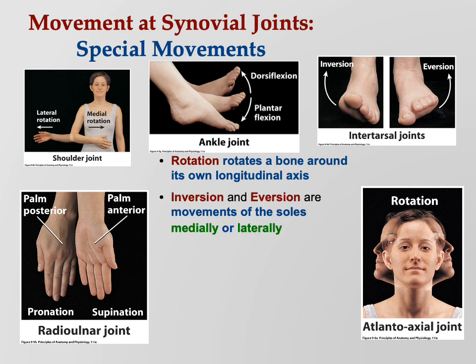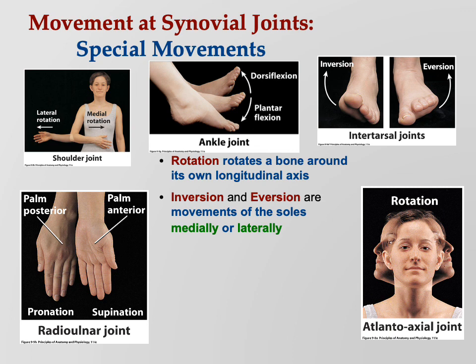Inversion and eversion are movements of the soles medially or laterally. So when you turn your sole inward, that's inversion. When you turn your sole outward, that's eversion. That's the classic way that people sprain their ankles. Which is the more common way to sprain your ankle? Inversion or eversion? Yeah, inversion. Volleyball players, basketball players, you jump up to do something, somebody bumps into you, you come down off balance, your foot turns inward, you invert your ankle, and that's often the source of a sprained ankle.